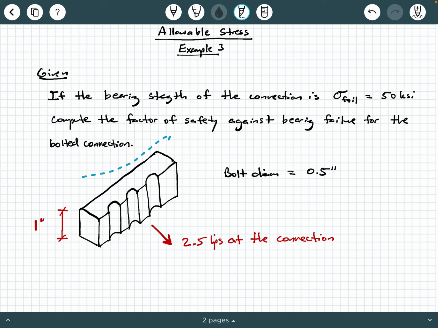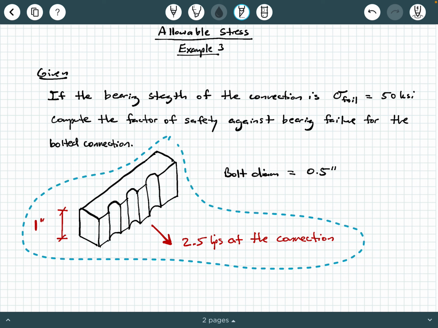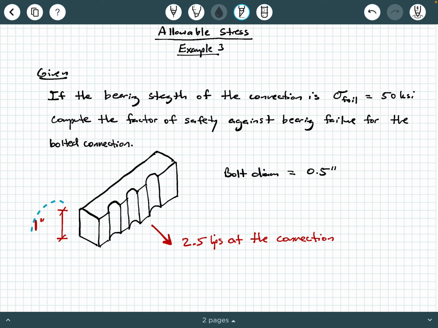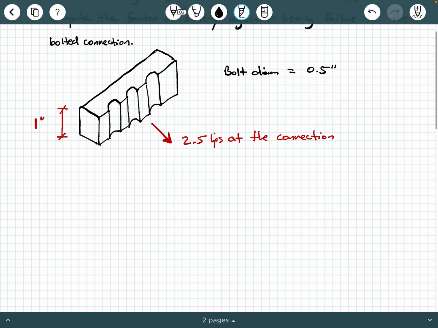So here we have this three-dimensional figure of a piece of a plate that has 3 bolt holes in it. Now that plate is 1 inch thick, and we see that we have these 3 bolt holes that are bored in it. There's 1, there's 2, and there's 3. Now this connection is being subjected to a 2.5 kip force at its connection, and the bolt diameter is 1/2 inch. So let's go ahead and get started.